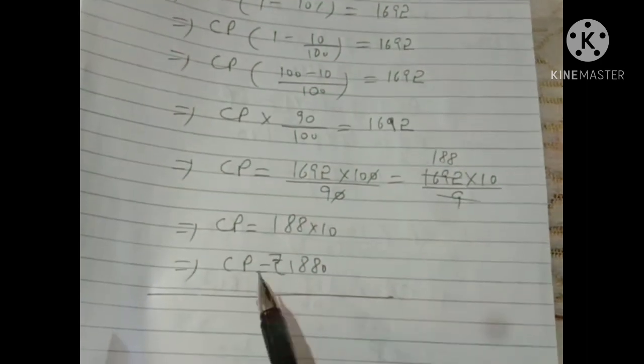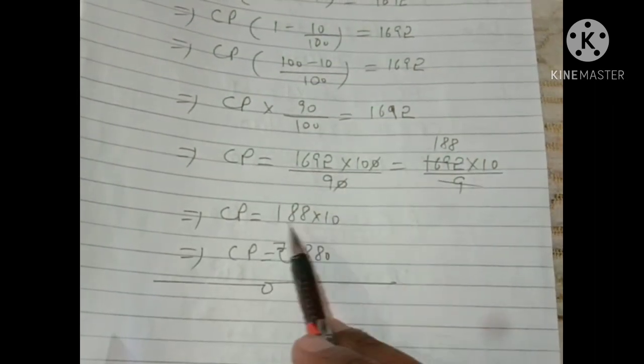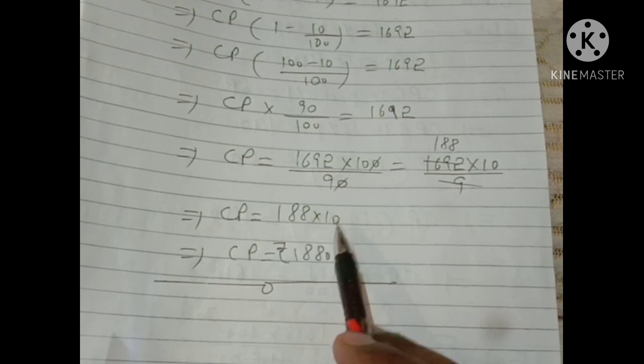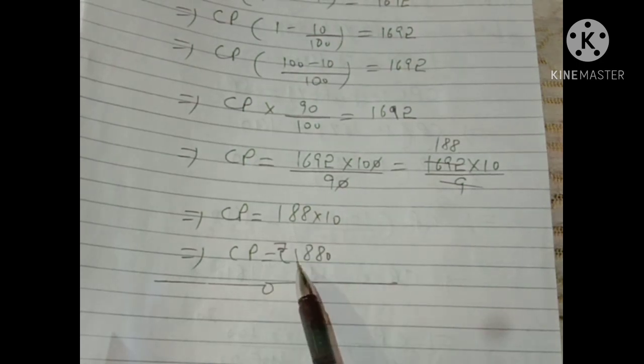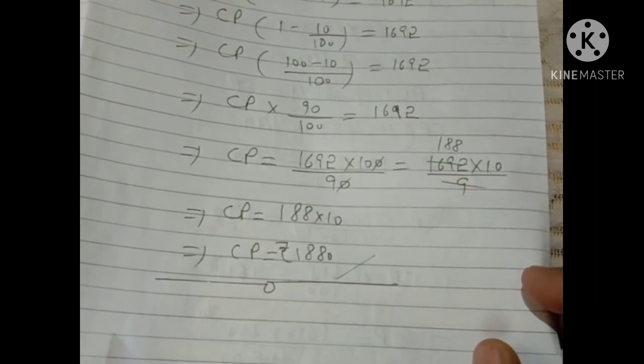And now you can see we have to multiply this 188 with this 10, it will become CP is equal to 188 into 10, it will become 1880. So the cost price in this case is 1880.